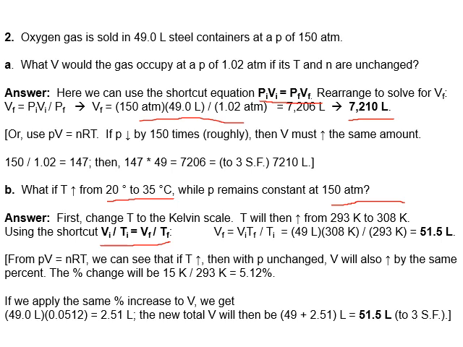The thing is it's easier to remember these shortcuts, and if instead of trying to remember all of them separately, you just remember the one main one, which could either be P1V1 over T1 equals P2V2 over T2, or if you want to put the N in there too, you would have P1V1 over N1T1 equals P2V2 over N2T2. Next slide.